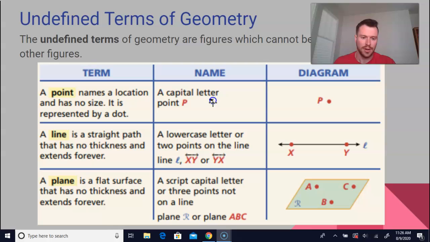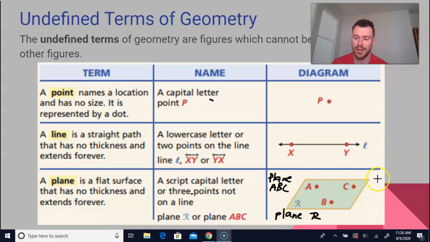Lastly, we have a plane. A plane is a flat surface that has no thickness and extends forever in every direction. So a plane can either be named by 3 letters. So we could say, as you see over there under the name, plane ABC. Or, since we have that cursive letter R, we could just say this is plane R. Okay, so we can name the plane in 2 ways, by naming 3 letters or just saying plane R.